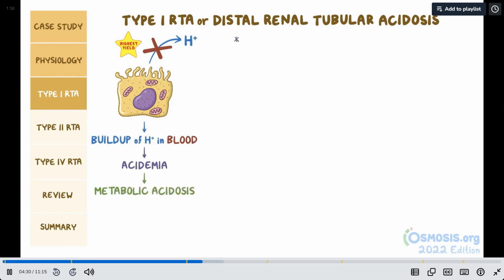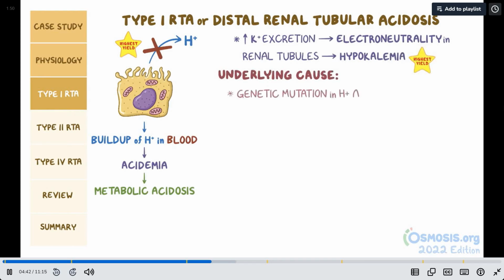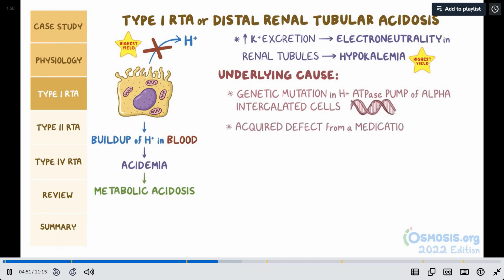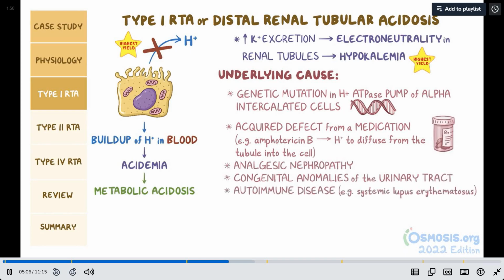With type 1 RTA, there's also increased potassium excretion to maintain electron neutrality in the renal tubules, so there'll also be hypokalemia. The underlying cause of type 1 RTA could be a genetic mutation in the hydrogen ATPase pump or the hydrogen-potassium ATPase pump of alpha intercalated cells. Alternatively, it could be due to an acquired defect from a medication like amphotericin B, which can allow hydrogen to simply diffuse from the tubule right back into the cell. Other causes include analgesic nephropathy, congenital anomalies of the urinary tract, and autoimmune disease like systemic lupus erythematosus, all of which can damage the distal and collecting tubules and decrease hydrogen secretion.